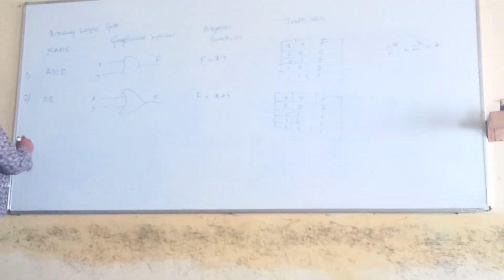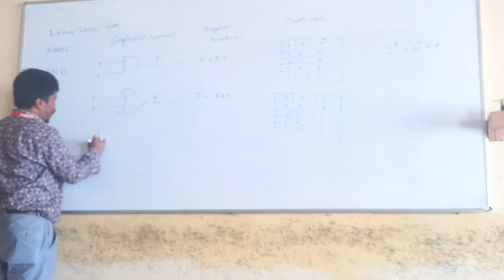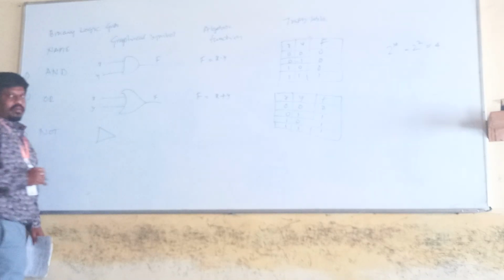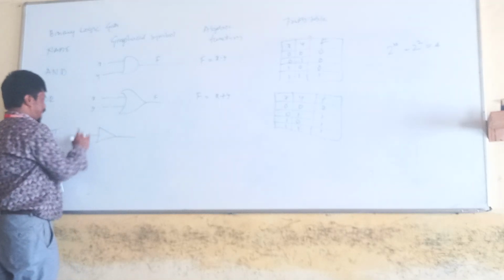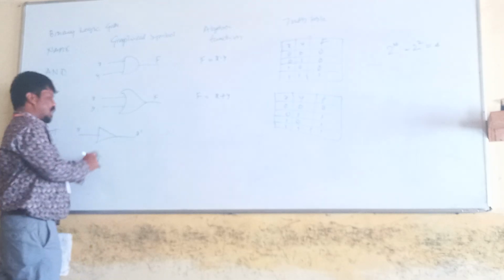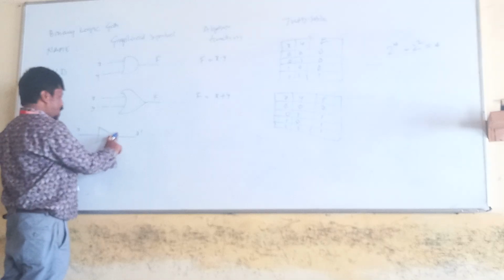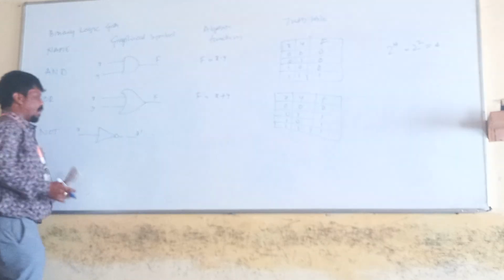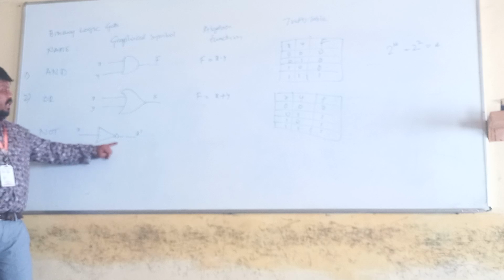Okay, next is the NOT gate. The NOT gate is just a buffer, with the buffer's representation. The input is X, and the output is X bar or X dash. To make it a NOT gate, put one bubble at the output. The bubble shows the negative form, the complement form of the input.